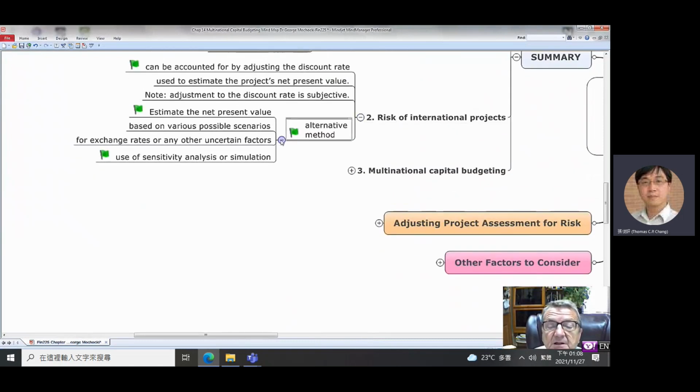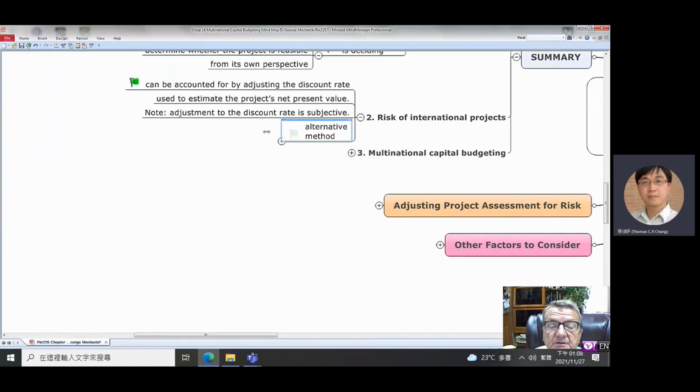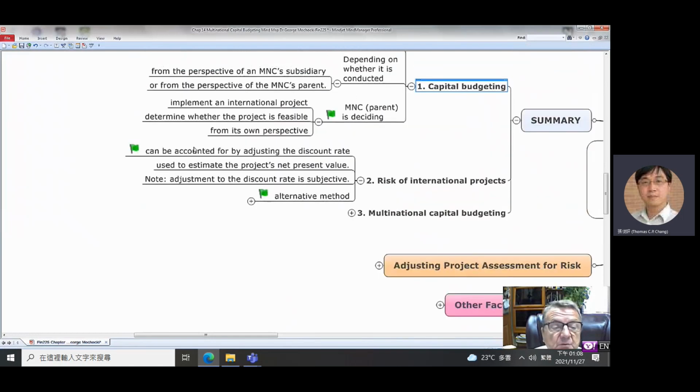Okay, risk management on here, so let's look at this one first. Risks of international projects can be accounted for by adjusting the discount rate, which is used to estimate the project net present value. Those two are correlated. Note that adjustment of the discount rate is subjective, so I'm kind of making my best guess.